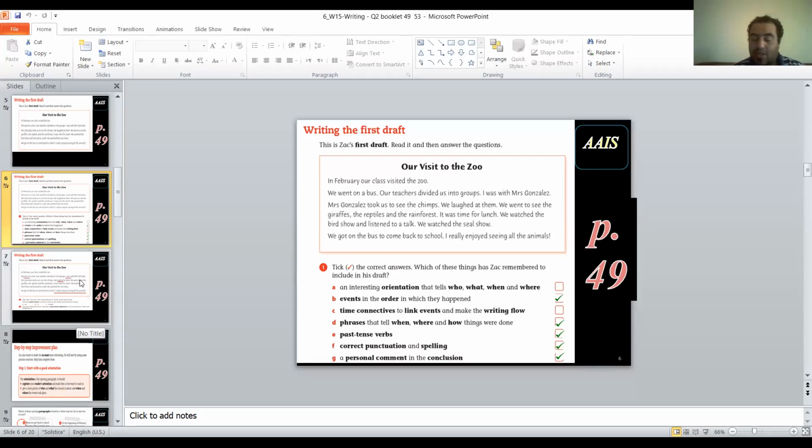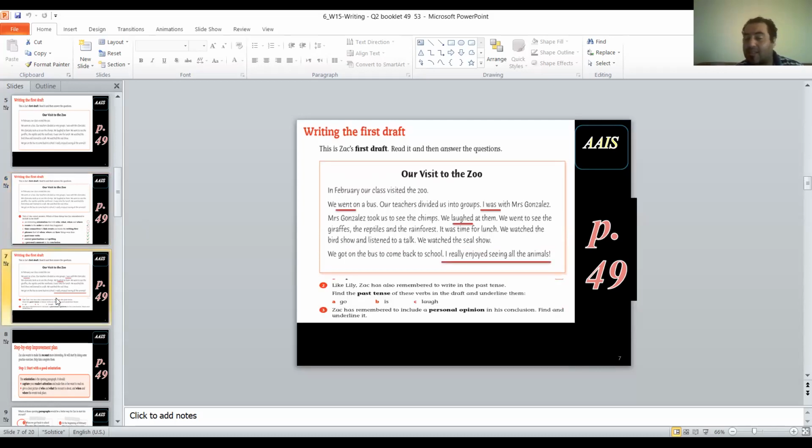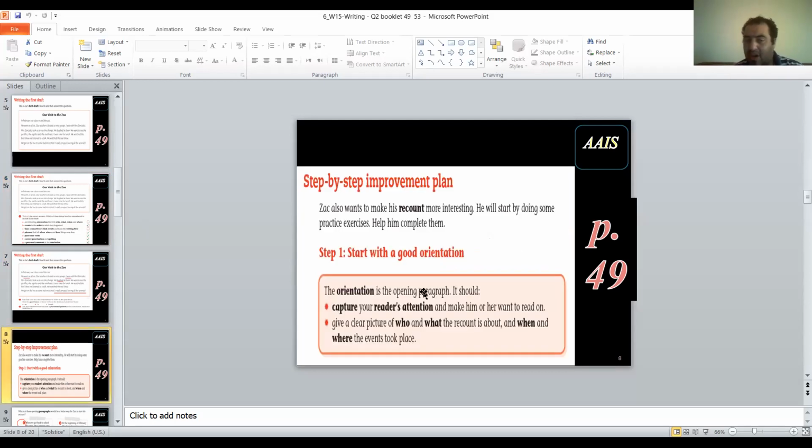In the second part, you're going to find that they are asking you some simple questions like what's the past of go, what's the past of is, what's the past of laugh, and to underline the sentence that has the personal comment as well. And here they are just reminding you what we should do to start with a good orientation. It's the opening part in the paragraph. It's the first thing that the readers read. And if you would like your reader to go on reading, it has to be attractive, it has to be catchy. So you have to capture their attention and make them want to know more.